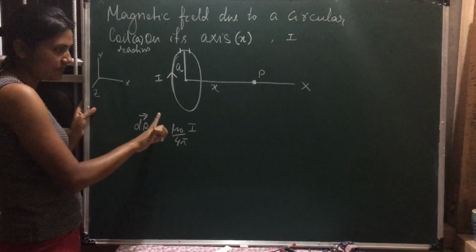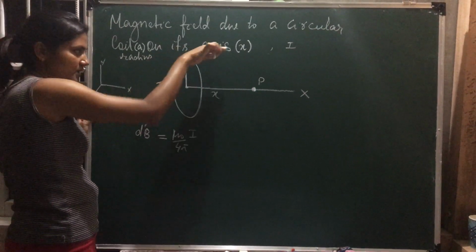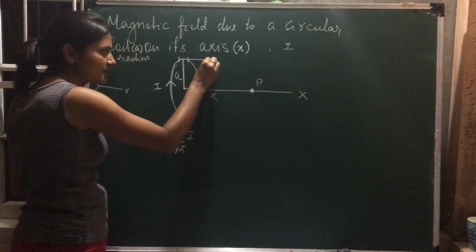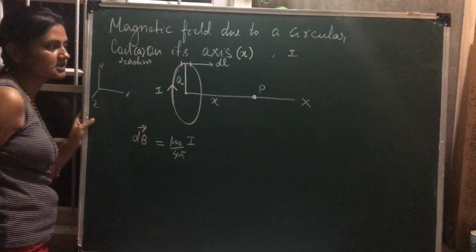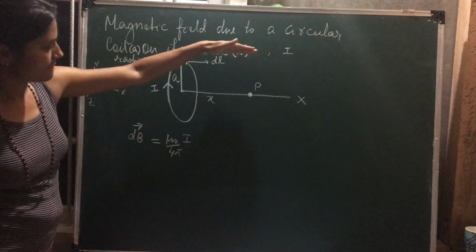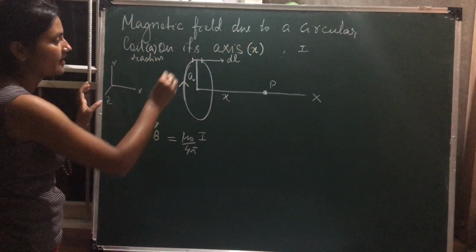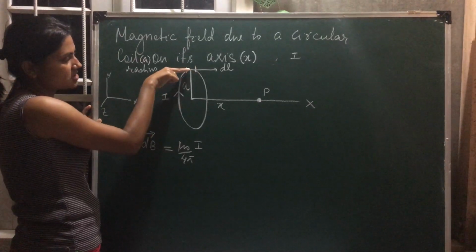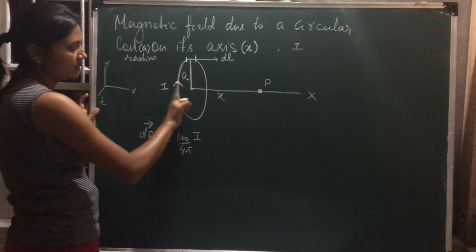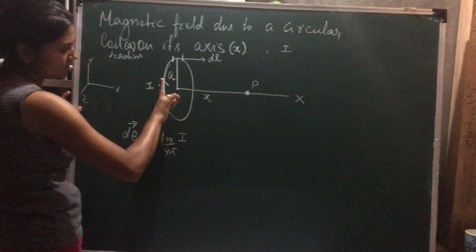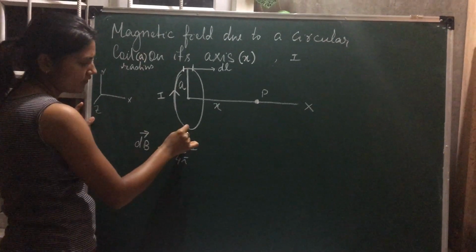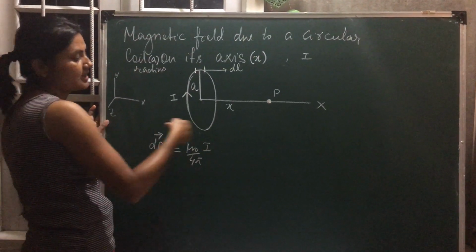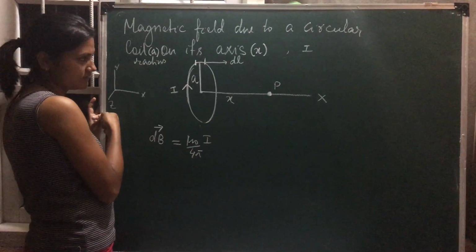Now, if the current is going this way, what is the direction of dl? This is the direction of dl. Direction of dl is given by the direction of current. I have chosen this small section as the elemental section. The direction of current at this point is along here. If I choose dl this way, what is the direction of dl? The direction of dl is given as the direction of the current, right?